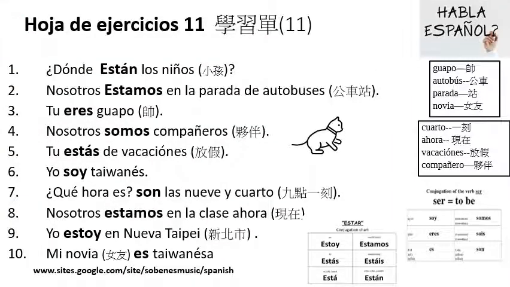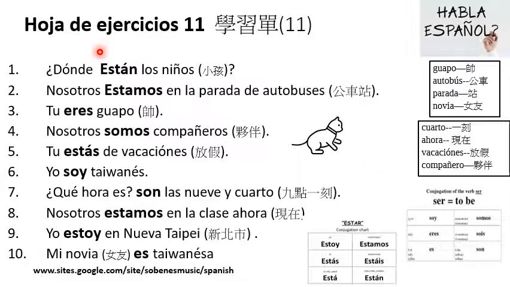Okay, very good. By the way, it wouldn't hurt to review the vocabulary from this worksheet. Let's just say the vocabulary words one time. Please repeat after me. Guapo, autobús, parada, novia, and by the way, novio is boyfriend, novia, novio, cuarto, ahora, vacaciones, compañero, and a female companion is compañera, okay, if it's a female classmate or partner.